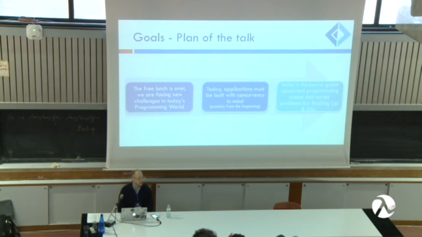I have a lot of material to cover, but these are really the three main objectives that I want you to take away today. The free lunch is over, and we're facing new challenges today in the programming world. Today, we need to face the reality that we have to build applications with concurrency in mind, possibly from the beginning. And the actor model, I'm biased, but it's a great concurrent programming model that is able to scale up and scale out using the same programming model.